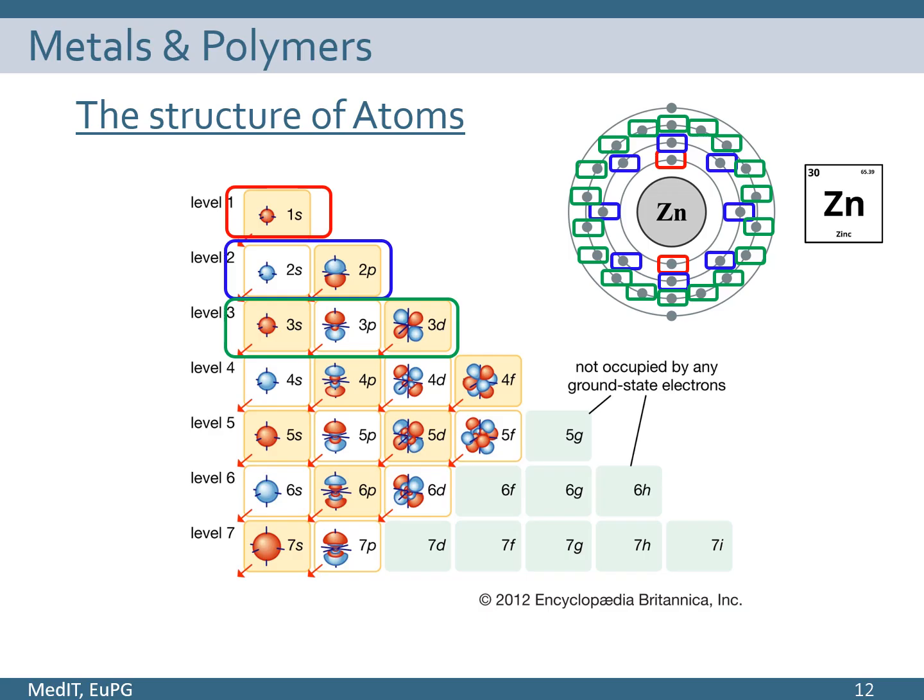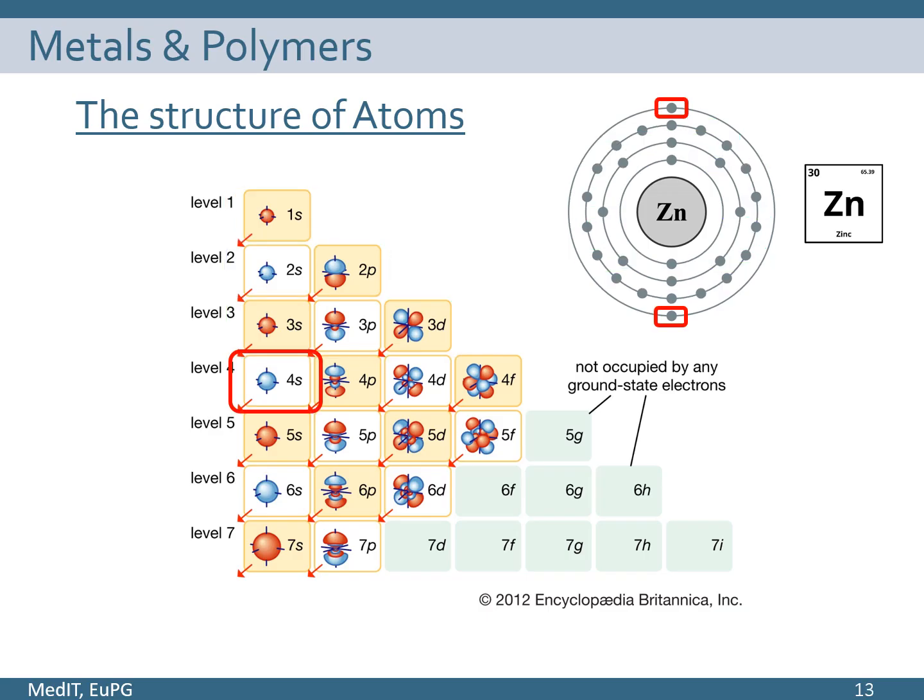And they will of course populate level 4s. But then you might tell me, but you told us that actually level 4s has an energy below the one of orbital 3d. So what happens here? And you would be exactly right. Actually, the 2 electrons will populate the level 4s before the 10 electrons populate level 3d. But at the end, we have the same configuration, right?